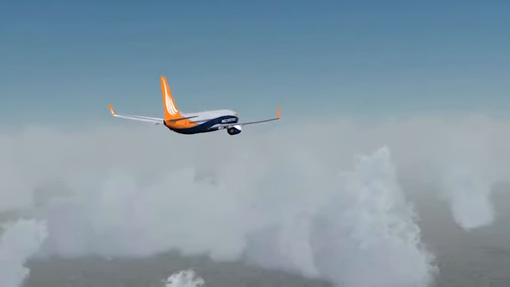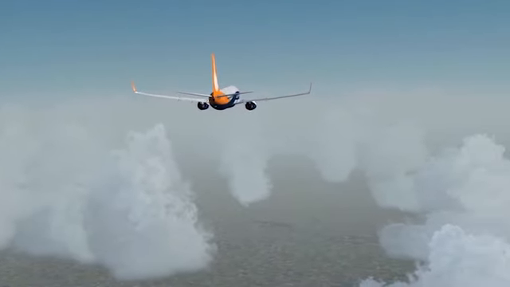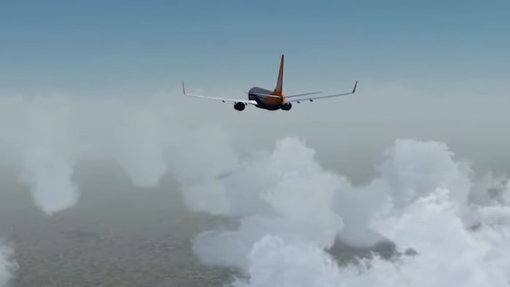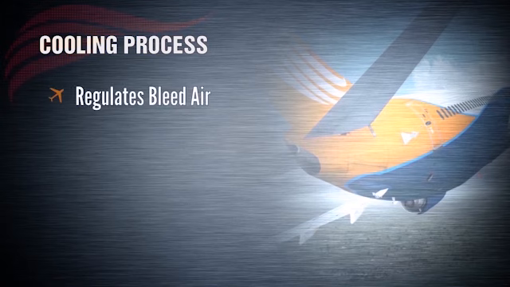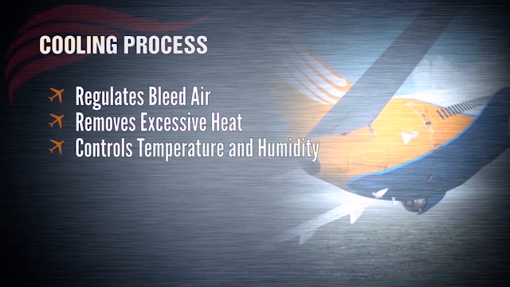Bleed air is extensively discussed in the air systems bleed air lesson, but essentially, it's highly compressed, high-temperature, high-pressure air that's extracted from the engine compression stage for pneumatic power. Both packs form part of the cooling process, which performs the following functions. It regulates bleed air demand from the pneumatic manifold towards the air conditioning packs, removes excessive heat from air entering the packs, and controls the temperature and humidity levels of the air that exits the packs.